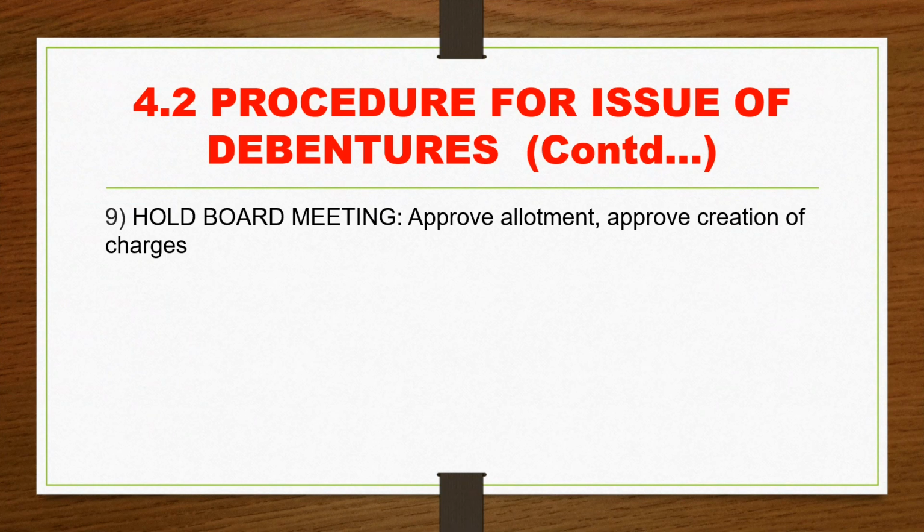Hold board meeting. After the investors have applied, the board of directors meeting is held. In this board of directors meeting, they decide about the allotment of debentures. The approval also takes place over here. Based on the approval, the creation of the charges on the company's assets also takes place.